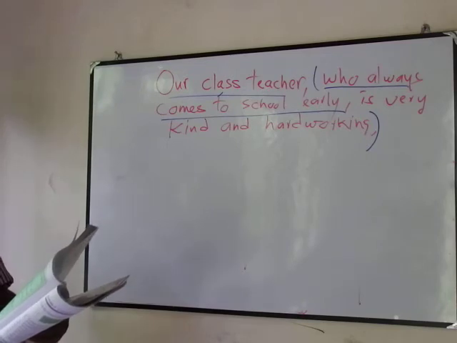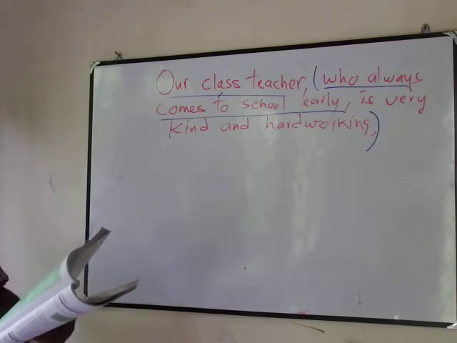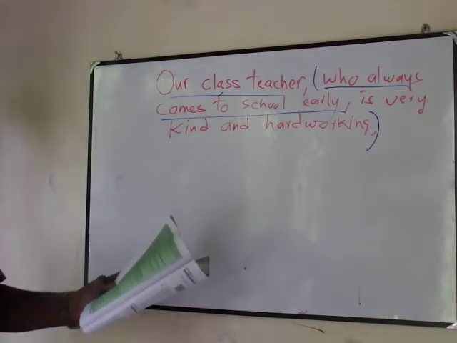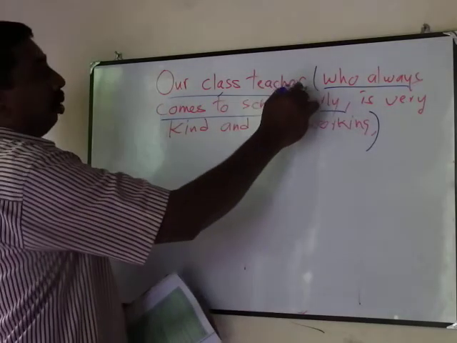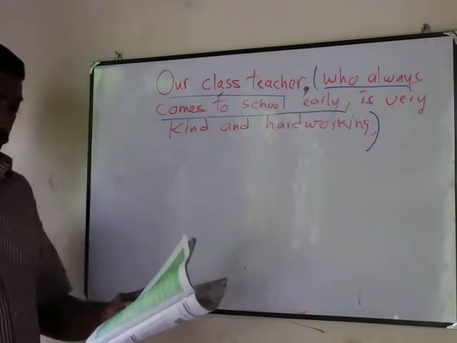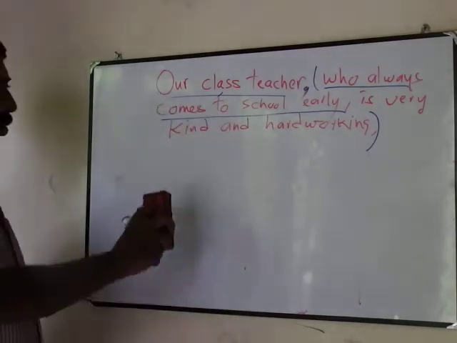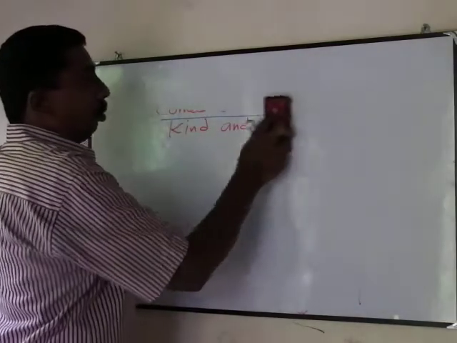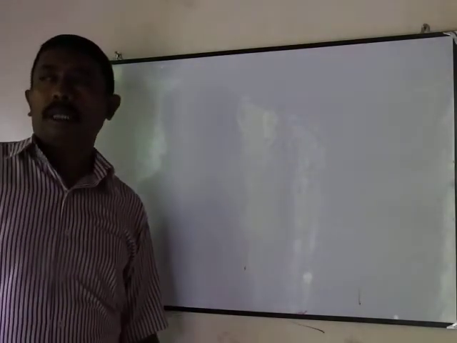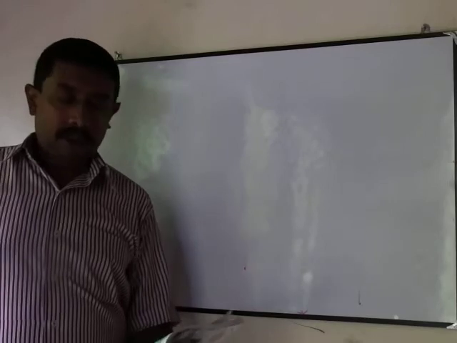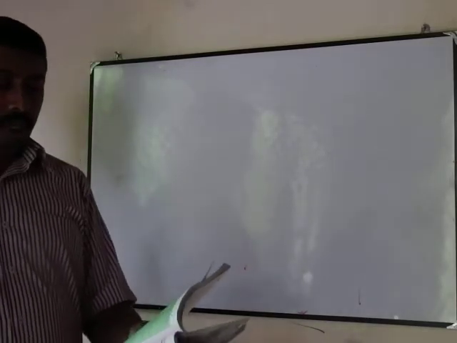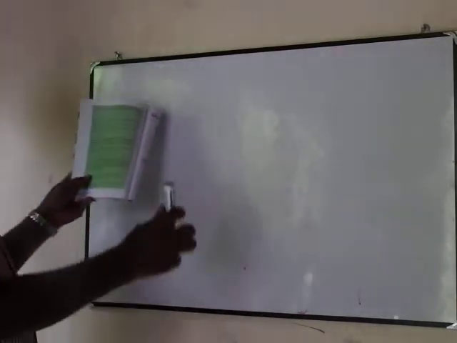It is important to remember that we should use a comma before a non-defining relative clause. Here we use a comma. Then what is this? A non-defining relative clause. Without that also, the other clause gives a meaning: our class teacher.